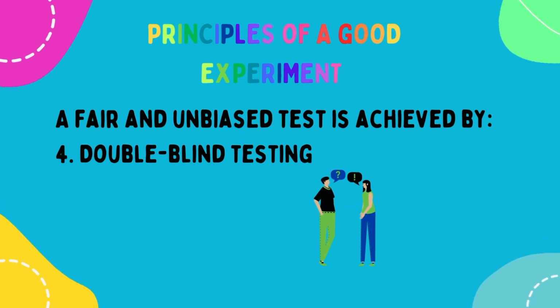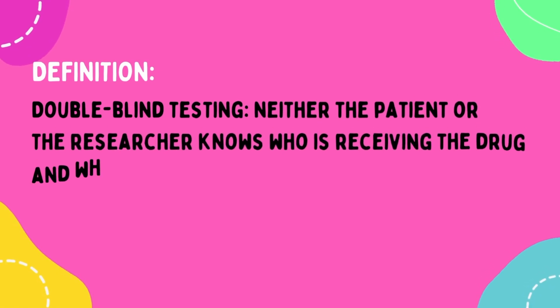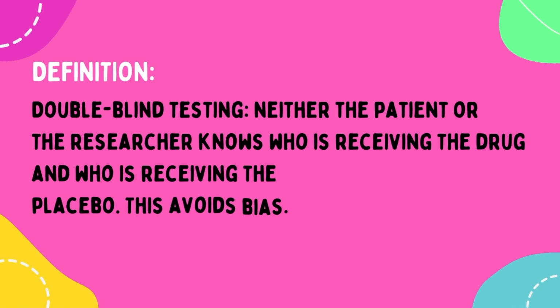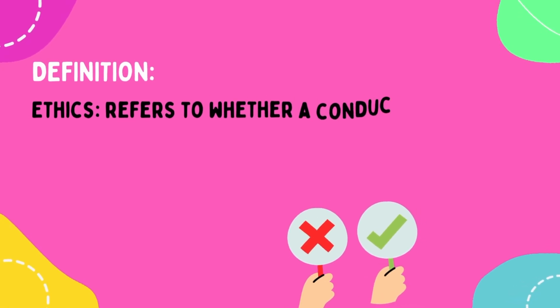So double-blind testing, we're going to give the definition for it now in a second. This refers to when neither the person that is doing the testing, so not the patient nor the researcher, knows who is receiving the drug, for example, and who is receiving the placebo. So this avoids bias because nobody knows who's the experimental group and who's the control group.